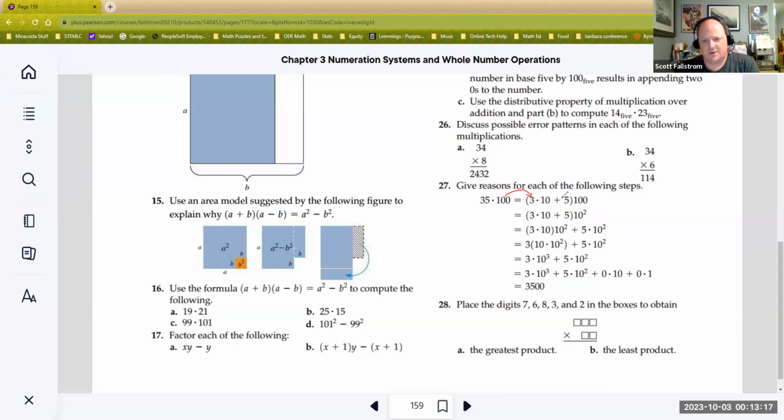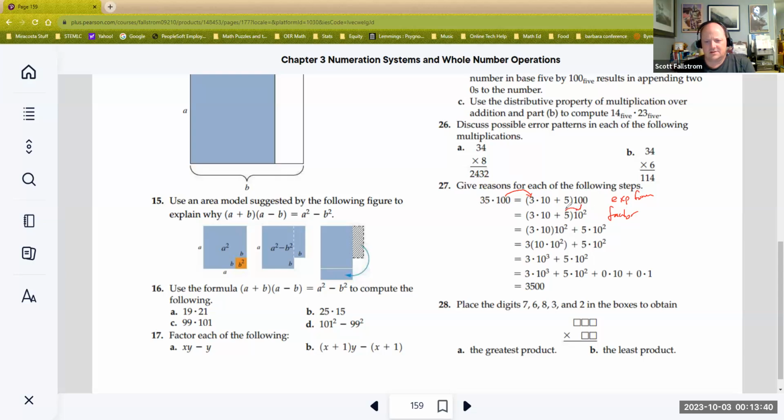So someone has rewritten this in expanded form. So this is expanded form. And all they did here is rewrite it. So in a sense, factored it, because 10 squared is rewritten as 10 times 10. You could also say rewritten in exponential form. I would take either one of those.